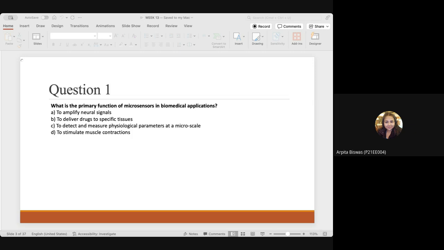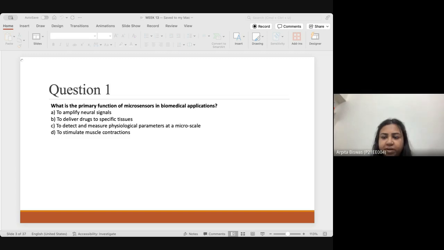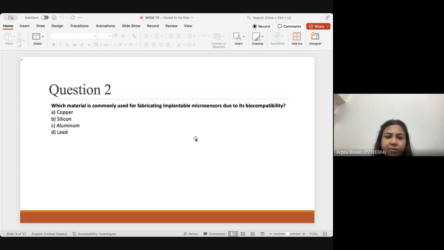So, what is the right option? The right option is option C, to detect and measure physiological parameters at a micro scale. Okay. Next, moving to question number 2. Which material is commonly used for fabricating implantable microsensors due to its biocompatibility?